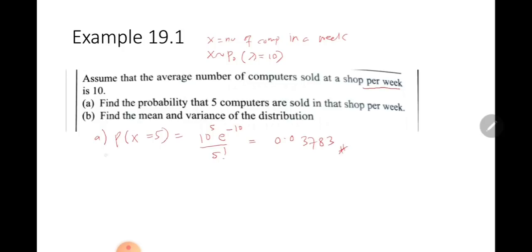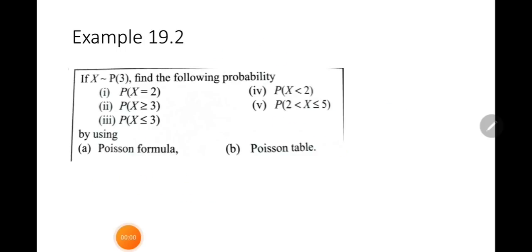Okay, so now find the mean and variance. Your mean will be equal to lambda, which is 10, and your variance is also equal to lambda, which is 10. So similar to binomial distribution, we can also find the Poisson probabilities from the Murdoch and Barnes statistical table, or you can use your calculator.